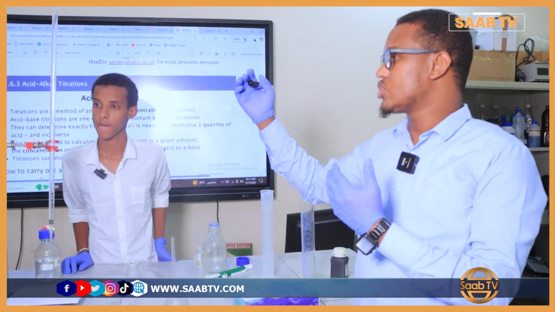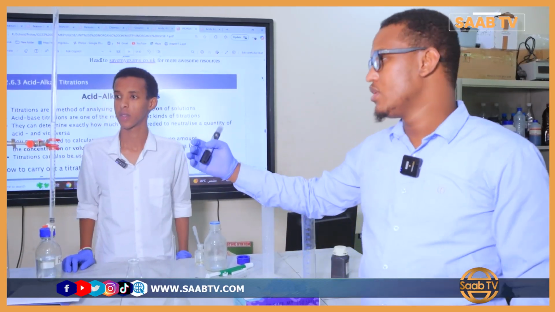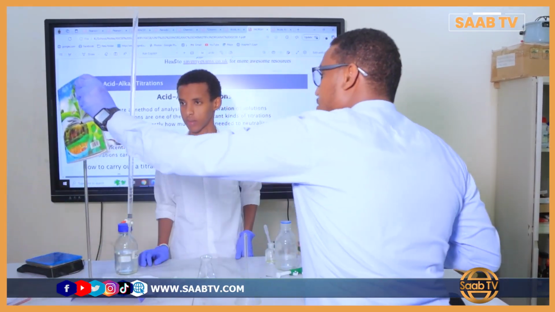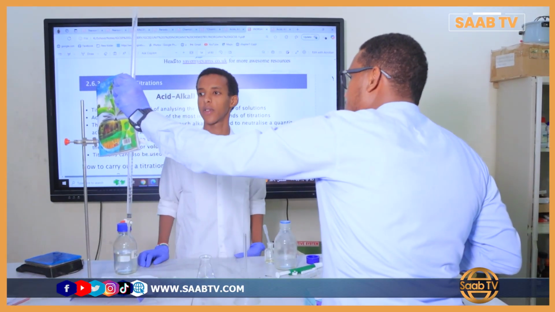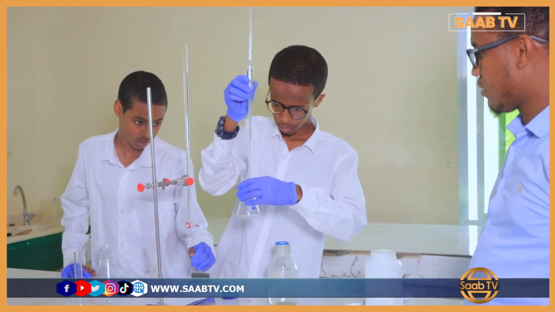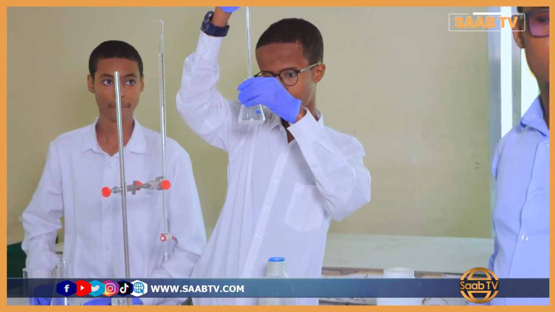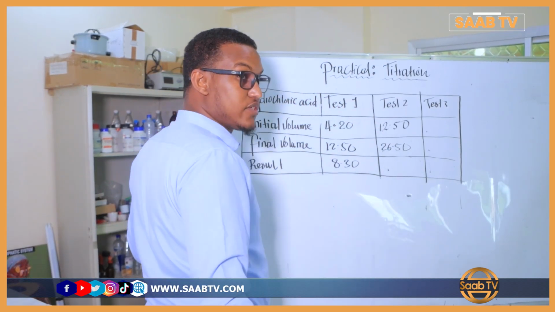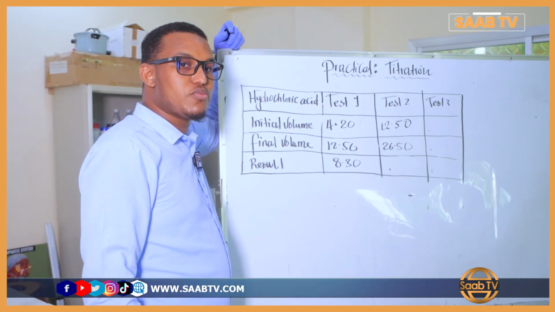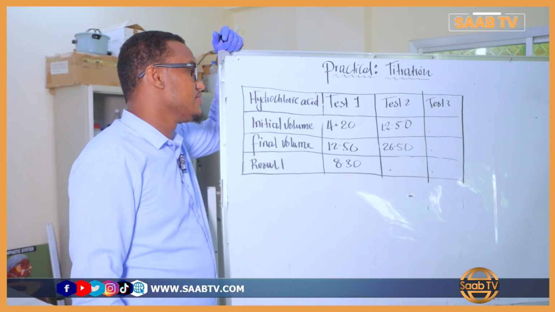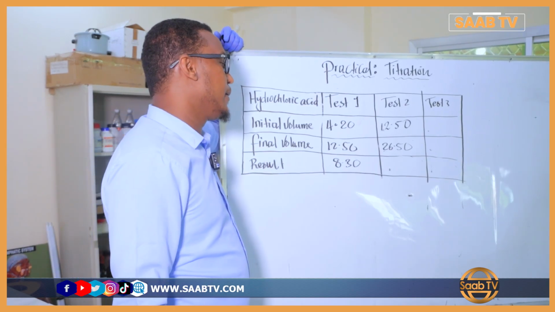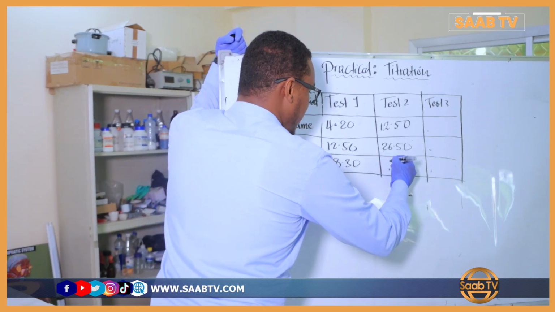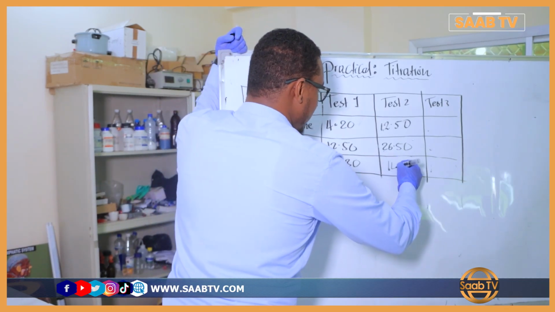The next step is to read the final volume. You can read it very well for this one: 26.5. Let's subtract these 2 results. 26.5 minus 12.5, it's going to become 14.